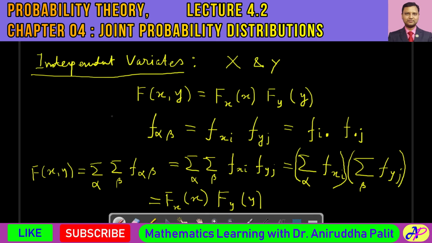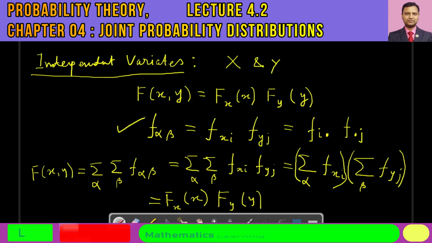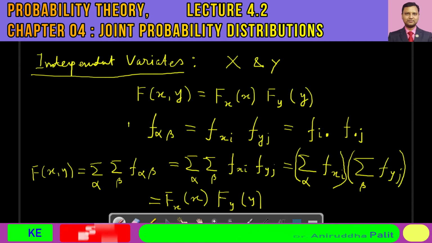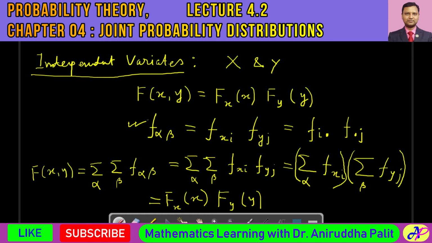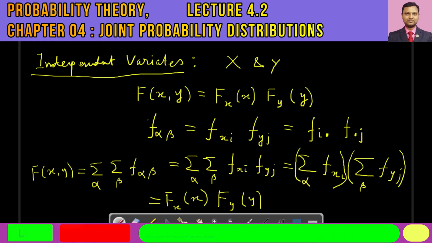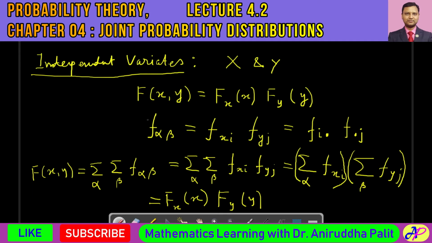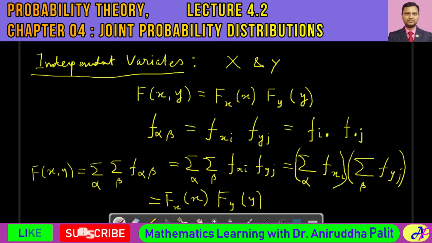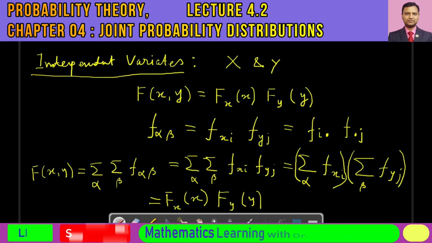That's why this kind of result, in terms of probability mass function, can also be considered as an equivalent definition for independent random variables. Okay. Now let me discuss one example from the book. And what would be the geometric interpretation in case of probability mass function?